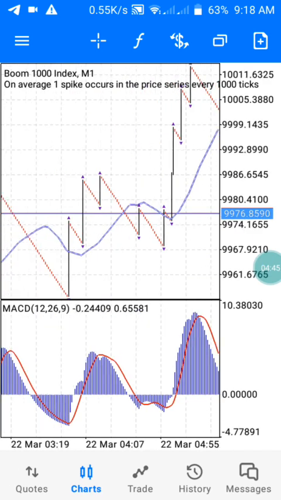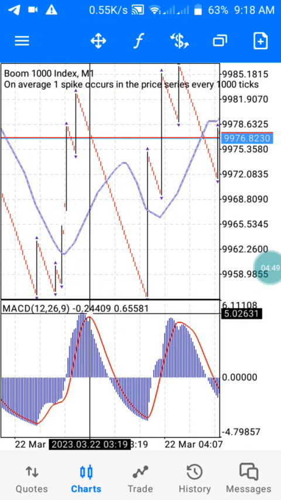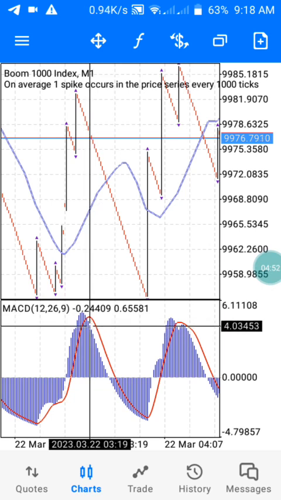Let's look for another entry. You see this particular entry now. When the moving average breaks out of the MACD, then you count your 7 candles, then you are out of the market.